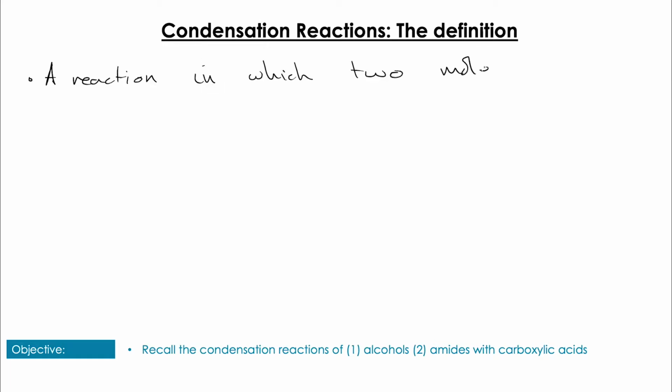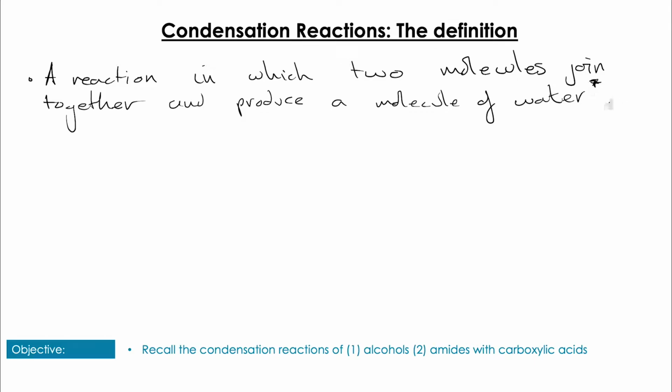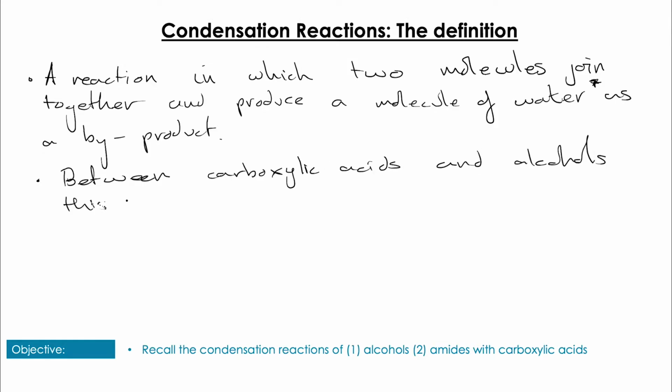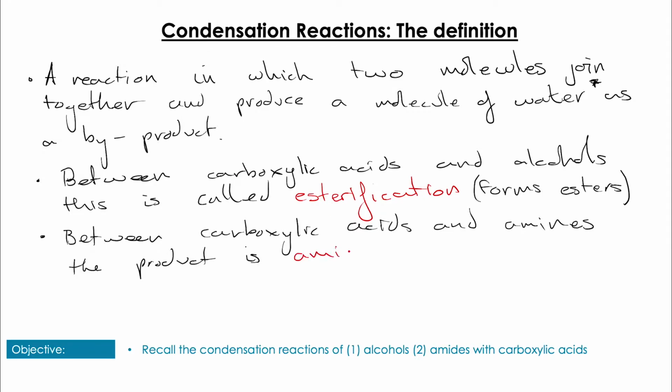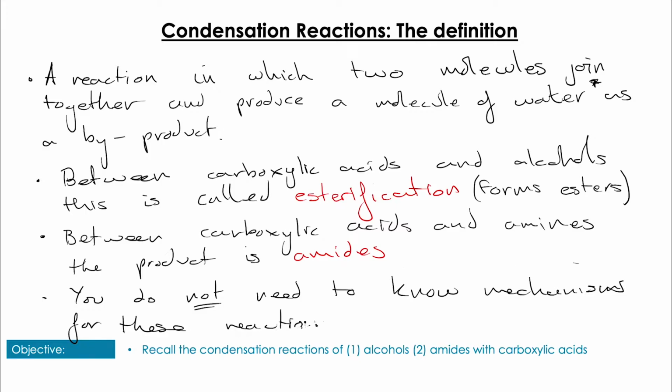Basically, a condensation reaction is a reaction where two molecules join together and they form water as a byproduct. They can also form other molecules as byproducts, but we're only going to look at water as a byproduct. We're going to focus on two. The first being the production of esters by reacting carboxylic acids and alcohols, called esterification, and the second being the reaction of carboxylic acids and amines, which form amides. Now, you don't need to know the mechanisms for these reactions, but you may need to be able to draw the products of a given reaction.